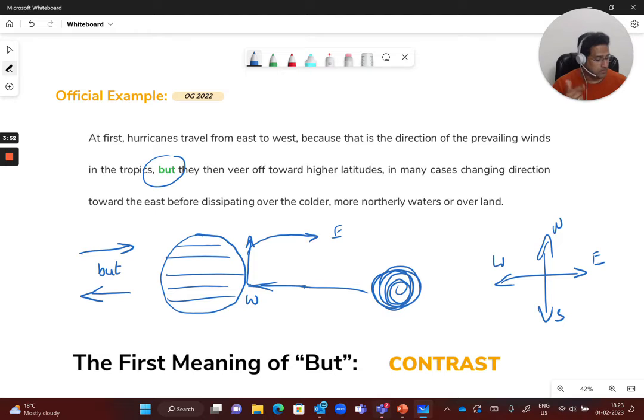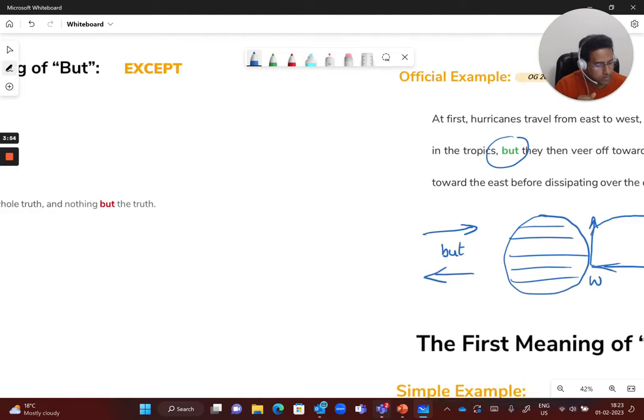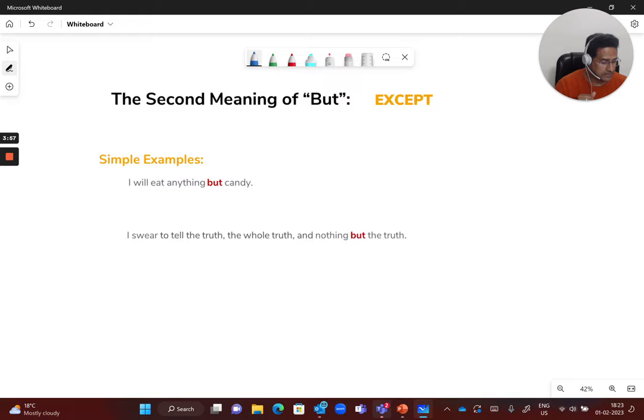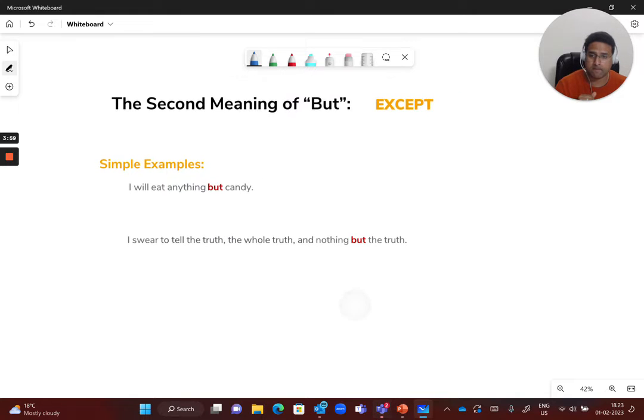Now let's look at the second meaning of but. The second meaning of but is except. Let's look at a simple example. I will eat anything but candy. I will eat anything except candy. Another popular example, the sworn testimony. I swear to tell the truth, the whole truth and nothing but, or except, the truth. Nothing but the truth. Let's look at an official example.